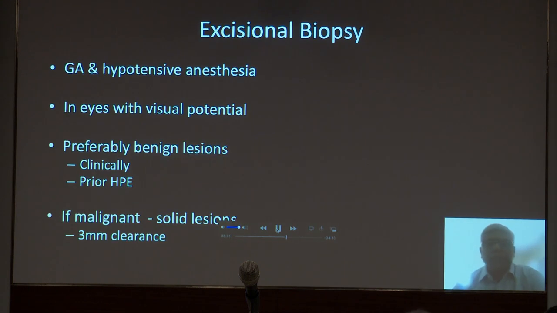Sometimes you may have to perform an excisional biopsy if the lesion is accessible for excision and if the eye will survive post-excision as well. So usually the excisional biopsy is done under general anesthesia and hypotensive anesthesia because a catastrophic suprachoroidal hemorrhage can happen with an eye which is open and if the blood pressure tends to go up. So this excisional biopsy is performed in eyes with visual potential in an attempt to save the eye, and preferably for benign lesions clinically or proven by a fine needle aspiration biopsy or an incisional biopsy. If a malignant lesion is to be removed using an excisional biopsy, at least 3 mm clearance of normal tissue should be removed along with the mass lesion.